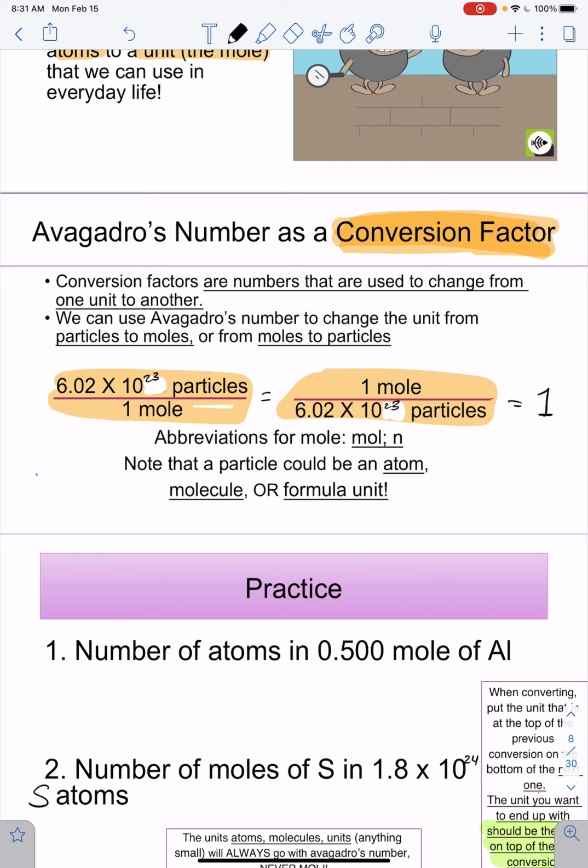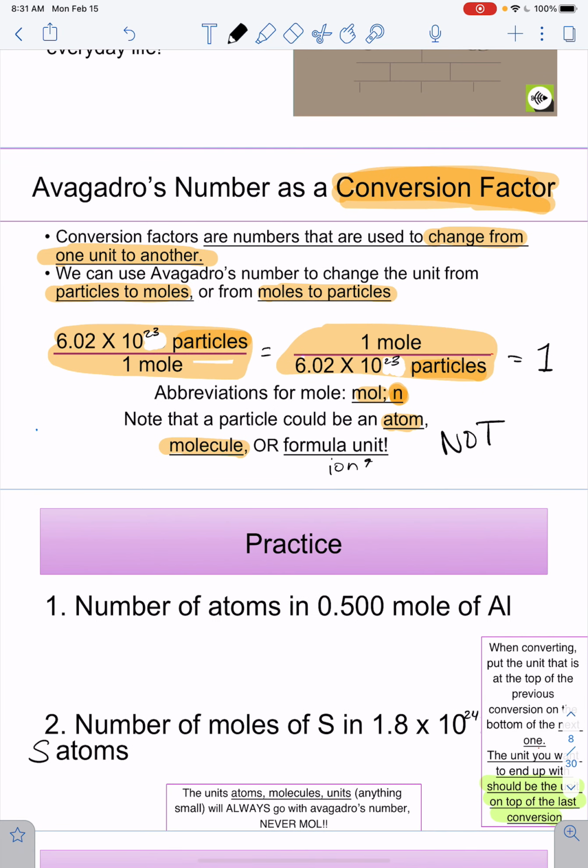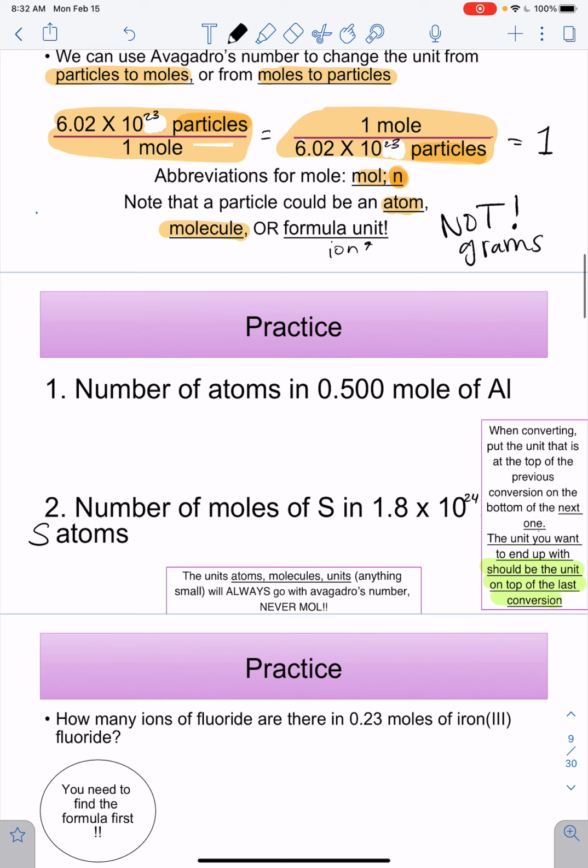Conversion factors are numbers that can change from one unit to another. So that's all we're doing is changing from one unit to another. We're changing from atoms or particles to moles, or moles to particles. Those are our two places. The abbreviation for mole is mol, M-O-L, or n, okay? This is going to be one that you forget is the n one. Know that the particle right here can be atoms, molecules, or formula units, which is kind of like an ion, okay? So it can be atoms, molecules, compounds, formula units, or ions. It just cannot be grams, okay?